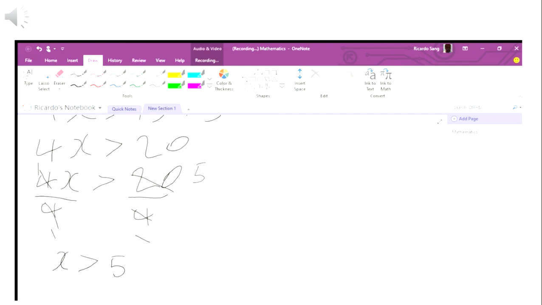Now, let's talk about how that would look on a number line. So if I have a number line and I want to represent x greater than 5 on the number line, x greater than 5.